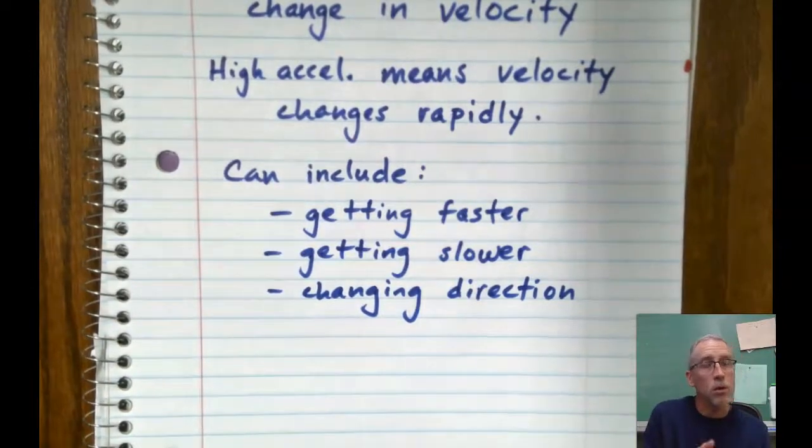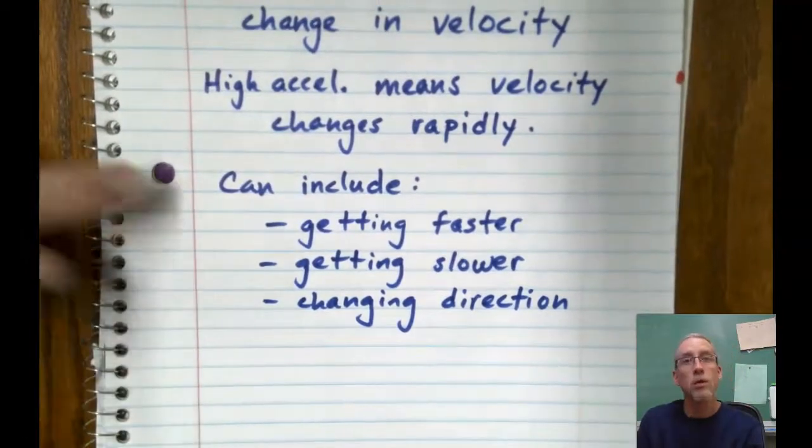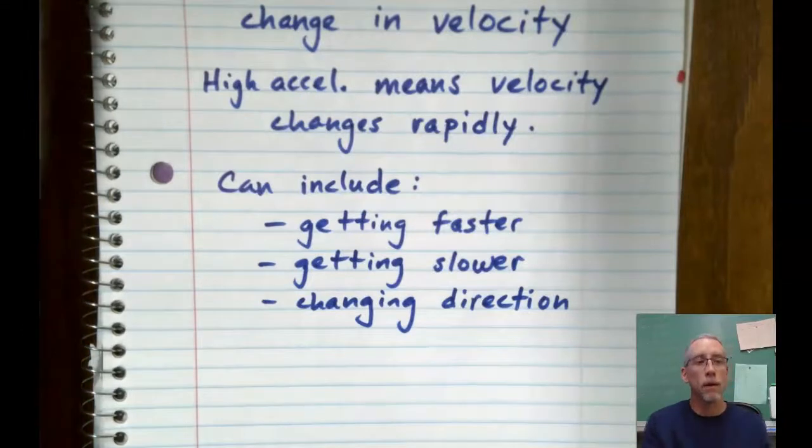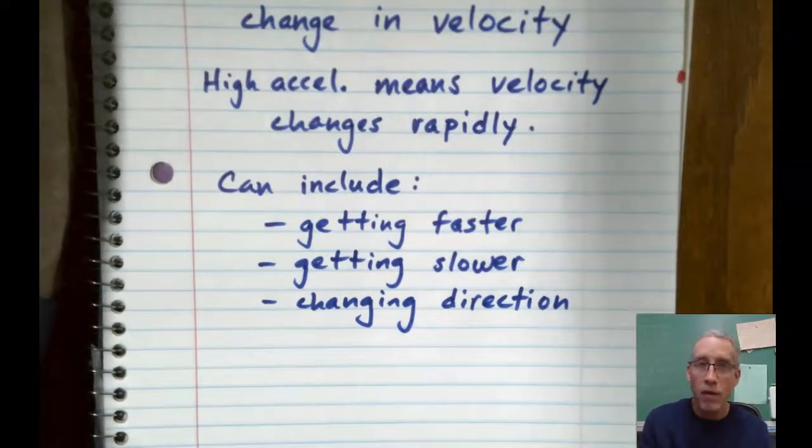And very commonly, two things can happen at once. It can change direction while getting faster or change direction while getting slower. Okay? So don't be caught by the common everyday definition of just getting faster, but instead think of any of those three as ways to accelerate something.